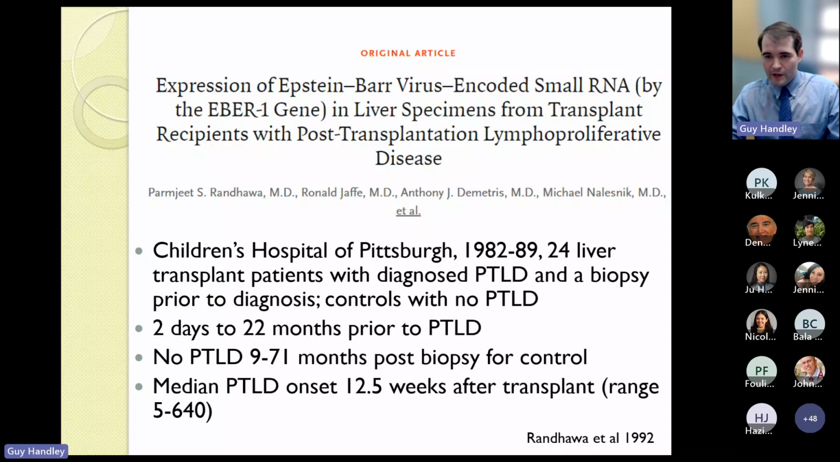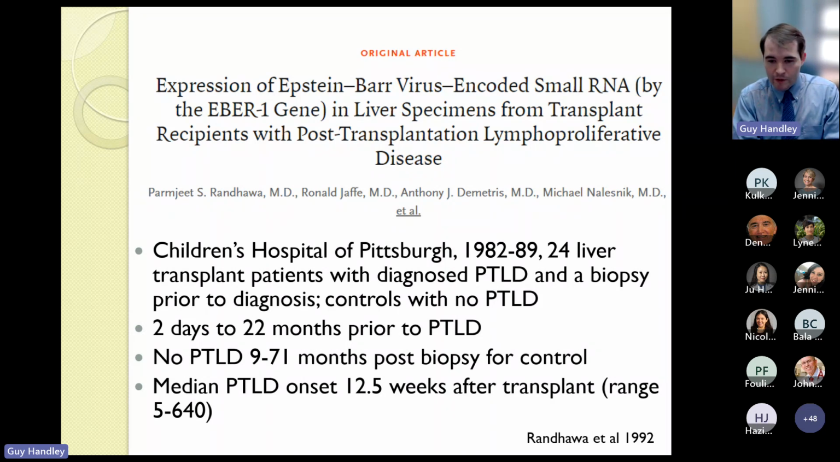So in terms of our transplant patients, the goal would be, how can we find good predictors of development of PTLD and then be able to act on them? This was a study in the 80s of liver transplant patients at a pediatric hospital. Basically all the patients had biopsies. And then once patients developed PTLD, they went back and looked at their biopsies to see, in those who developed PTLD compared to those who did not, which markers may help give a prediction.